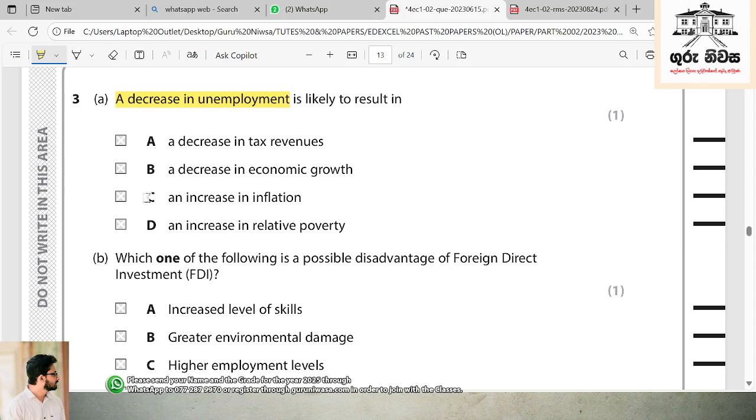Wonderful, very correct. Demand pull inflation. What is meant by demand pull inflation? When the demand is more than the supply. Yeah, we can say the inflation is caused by an increase in aggregate demand. Aggregate demand means total demand for goods and services. When people demand more goods and services but supply is the same, what happens to the price of the product?